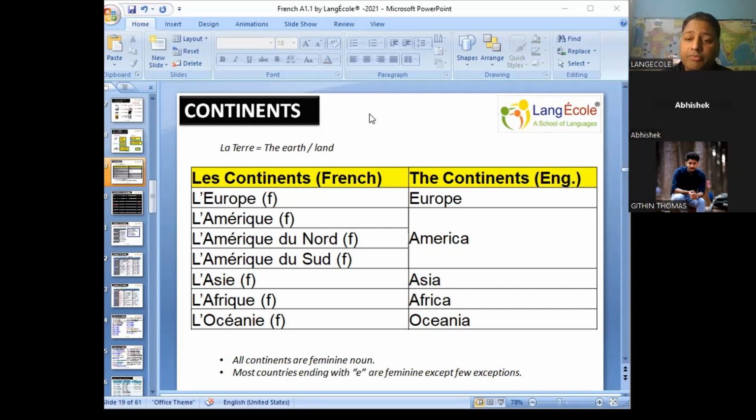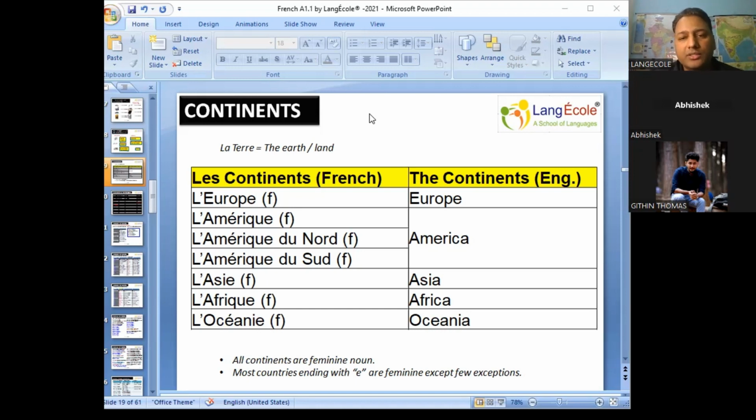Though before it, if you have to use articles, which article will you use? L apostrophe, because it starts with a voyelle. But all of these are actually feminine. So what happens if it is feminine? Other places when you use it, you'll have to make the sentence accordingly, because you'll consider these continents again as feminine. Right. So with articles, it will be pronounced as l'Europe, l'Amérique, l'Asie, l'Afrique, l'Océanie.